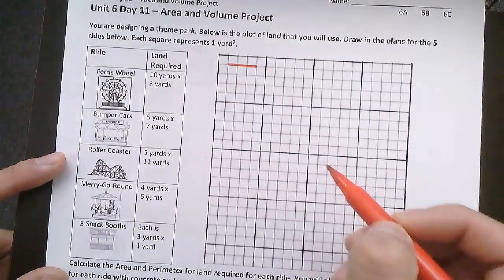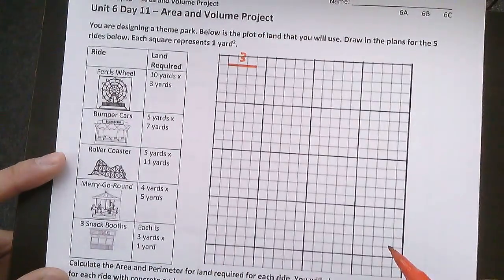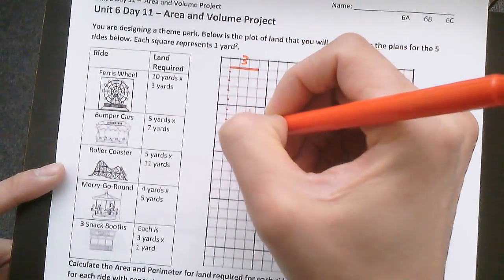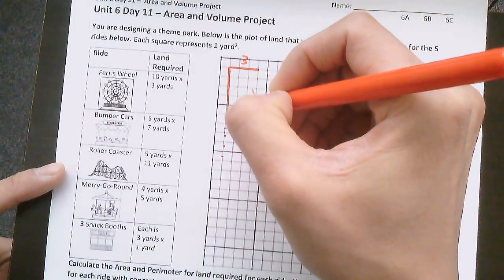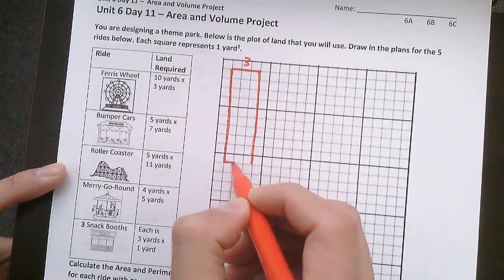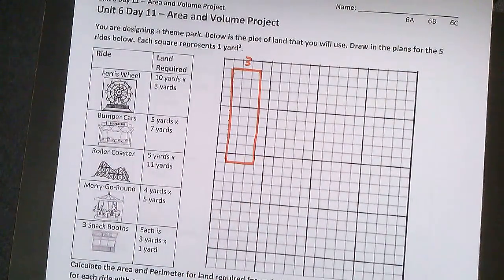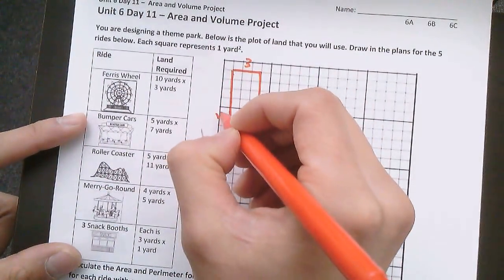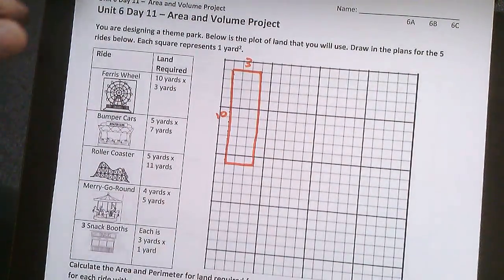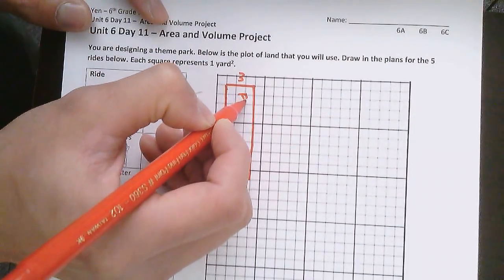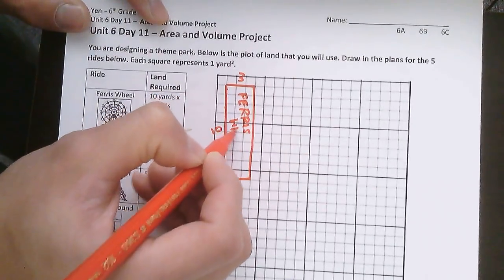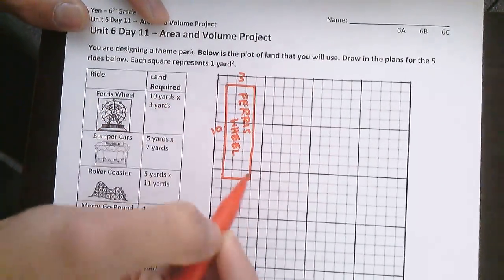So here's my 3. And then I need by 10. 1, 2, 3, 4, 5, 6, 7, 8, 9, 10. Okay, so I'll draw that in here. And this is 10, so it's a 3 by 10 rectangle for the Ferris wheel. And I'm going to label it too. I'm going to write in Ferris wheel. Alright, and now my park has a Ferris wheel.